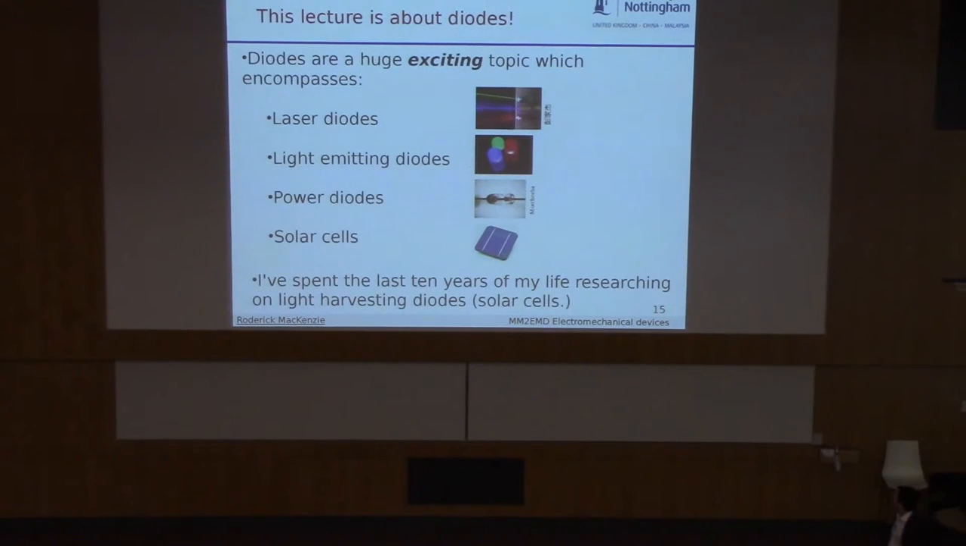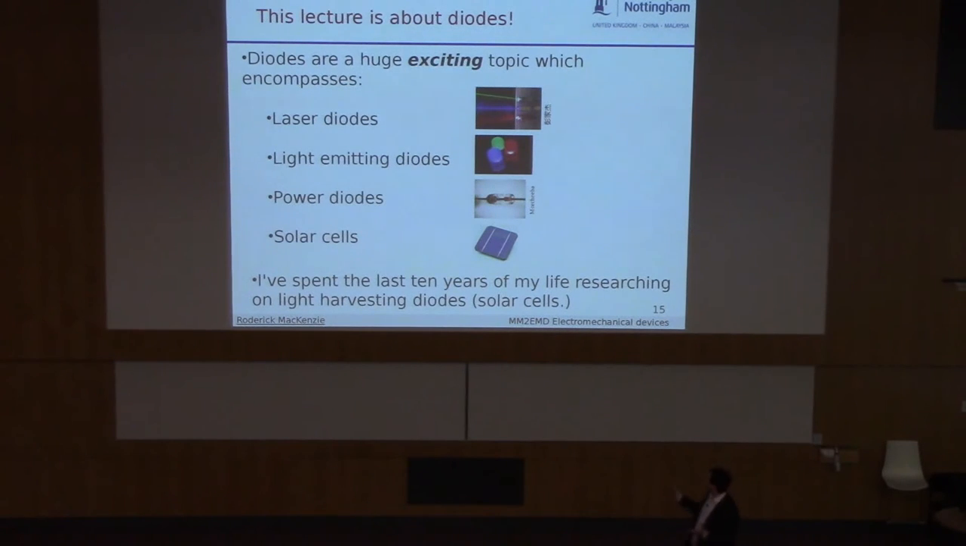So diodes are a really huge topic, and you might think, oh, diode, what's that? Well, you see diodes everywhere. So laser diodes, so here's a laser diode. It's a special type of diode that's specially constructed to emit light in a straight line. So that's a laser. Many types of lasers are also diodes. You might see light emitting diodes. So there's a light emitting diode that's making this thing glow red. So that's another thing you might use every day.